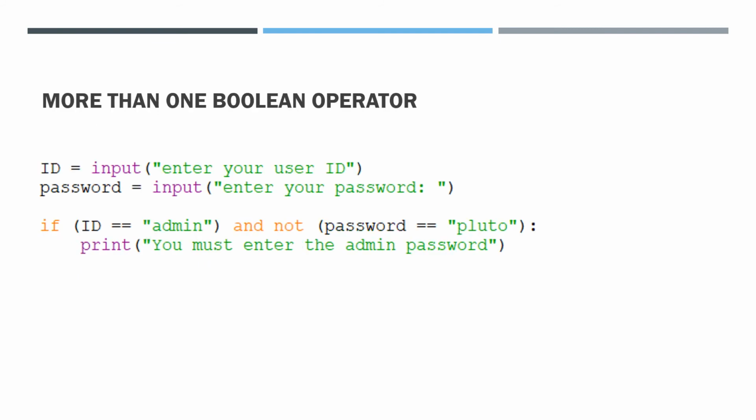We can also combine Boolean operators in the same expression. So here we've got if ID is admin, so if they've entered the right ID but the wrong password, then print you must enter the admin password. So we've combined and not. So if they've entered the right admin and not the right password.